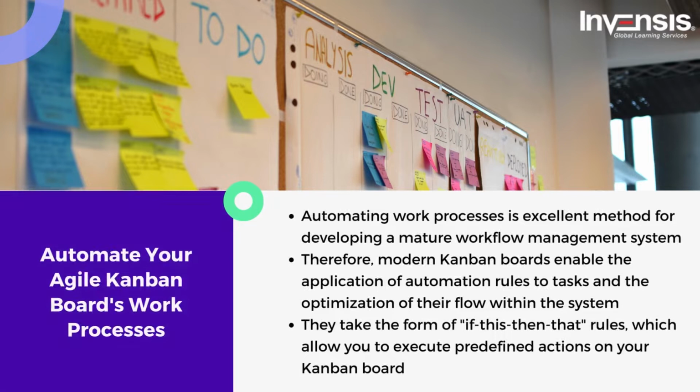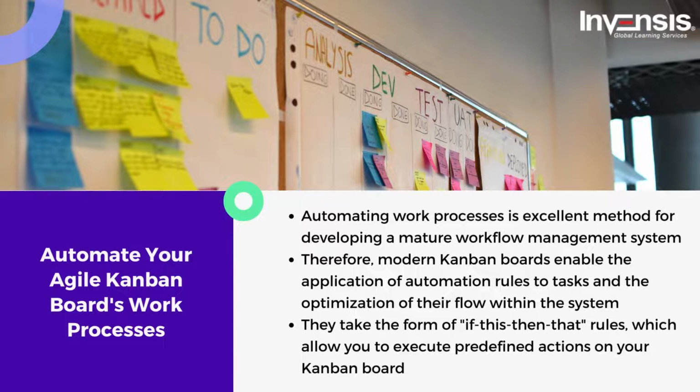Sixth, automate your Agile Kanban board's work processes. Automating work processes is an excellent method for developing a mature workflow management system. Frequently, teams must deal with recurring tasks, alert their coworkers of sudden changes, create deadline reminders, and seamlessly transfer work between members. When handled manually, each of these can consume a great deal of time, generate waste, and disrupt the system.